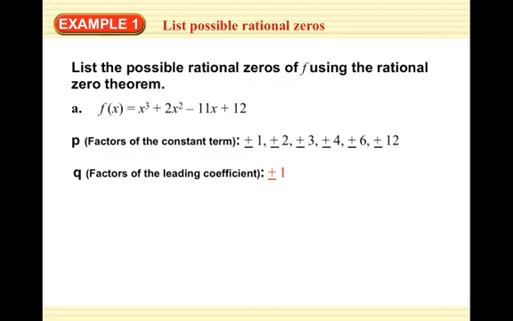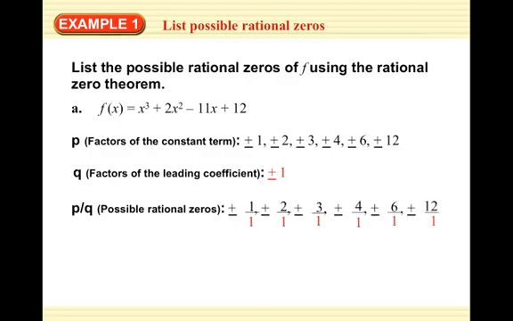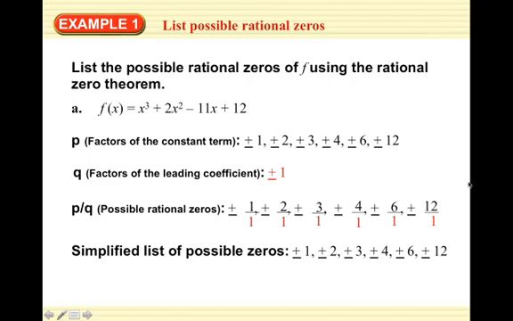So now what we do is we do p over q. And these are going to be your possible rational zeros or possible rational roots. So you're always going to start with plus or minus because positive or negative are possible. So plus or minus 1 over 1, plus or minus 2 over 1, plus or minus 3 over 1, plus or minus 4 over 1, plus or minus 6 over 1, plus or minus 12 over 1. And so then you do your simplified list, and so it's just plus or minus 1, plus or minus 2, plus or minus 3, plus or minus 4, plus or minus 6, plus or minus 12. Okay, and so if there are any rational zeros for f of x, it has to be one of these numbers.